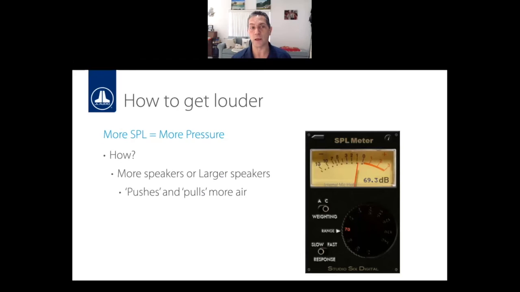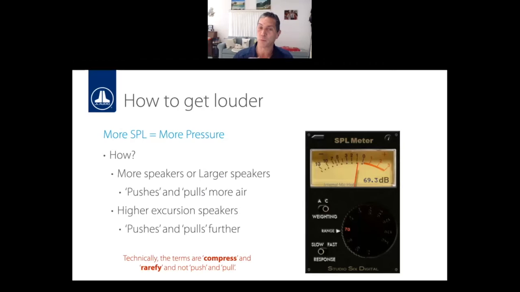One way is to use more speakers or larger speakers. And in effect, this is going to push and pull more air. Those terms are in quotes, but you get it. More speakers or larger speakers will push more and pull more as they go through their excursion. Speaking of excursion, higher excursion speakers can push further out and pull further in. And that's how you'd see a change in sound pressure level, by pressurizing more air on a given inward or outward motion. And that's really all there is to it.